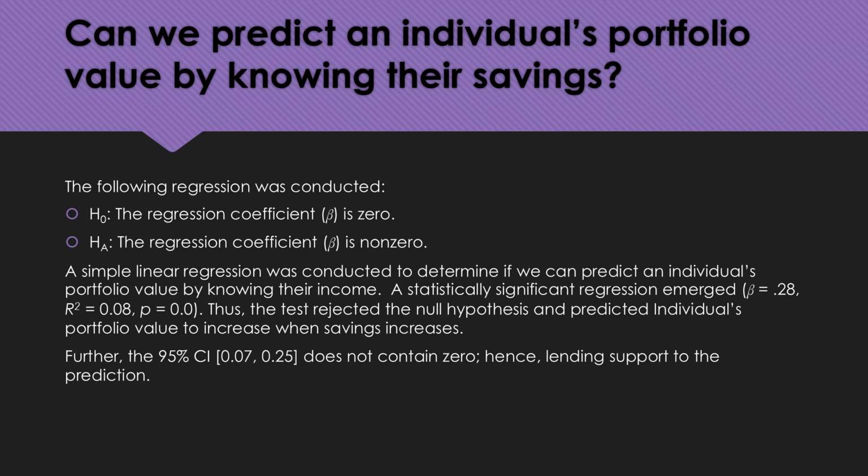income. A statistically significant regression emerged with beta equaling 0.28, R squared equaling 0.08, and P equaling 0. Because P is less than alpha, it shows us that we shall reject the null hypothesis, and we can then predict that the individual's portfolio value will increase when savings increases. Furthermore, if you look at the confidence interval, you see that 0 does not fall between the 95 percent. That lends support to our prediction.